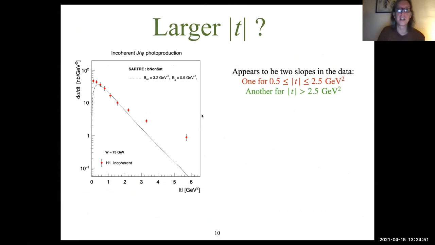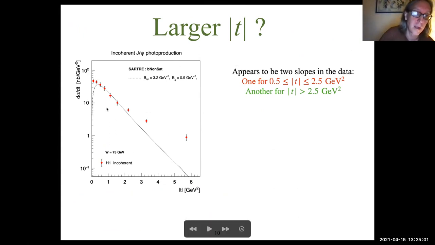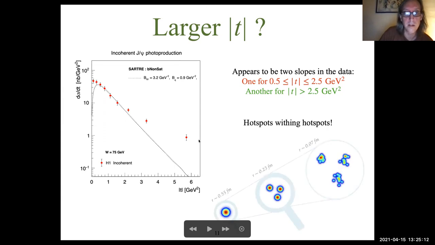So what about larger t? So if we extend the fit to larger t, we see that we can't do it. We can't make a fit with three hotspots, which both takes care of the small t region and the larger t region, because we have two different slopes here in the data, one slope here and one slope here. So one way to get out of that is to look at hotspots within the hotspots.